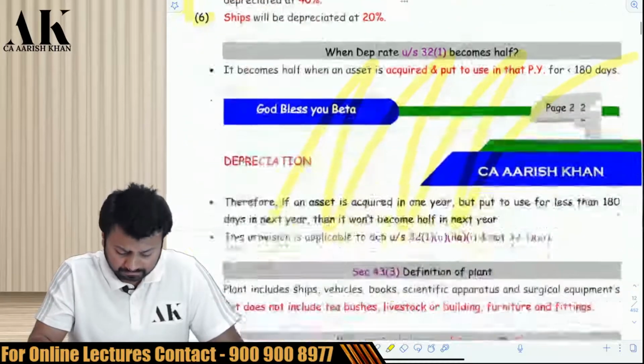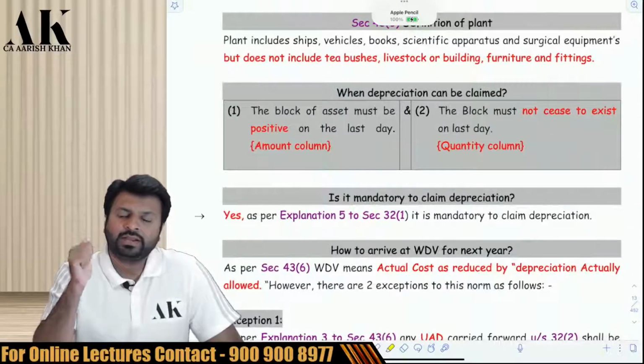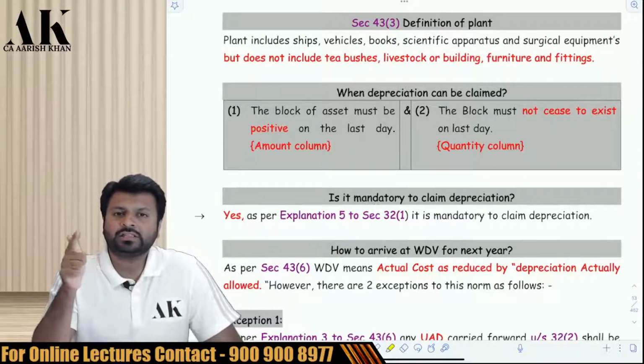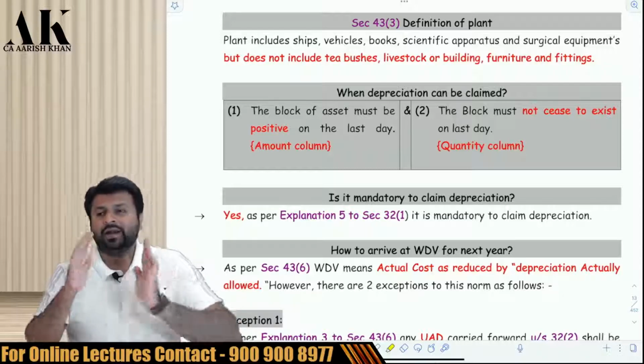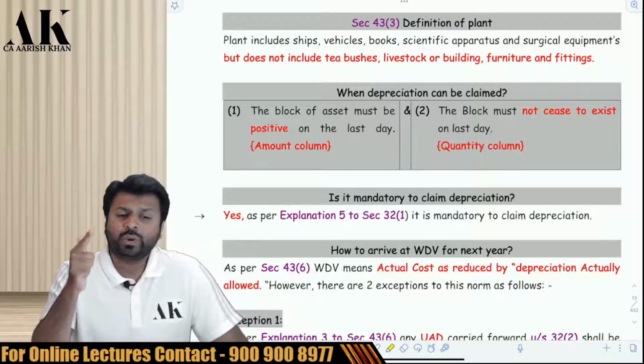Now, in the block there are 4 assets: plant, machinery, furniture, building. But out of the 4 assets, the government has given the meaning of only 1 asset, that is plant. Building is not defined, furniture is not defined, machinery is not defined, but plant is defined. Plant is defined as what? Plant includes a few things and plant excludes a few things. What does plant include? Plant includes ships, vehicles, books, scientific apparatus and surgical equipment.